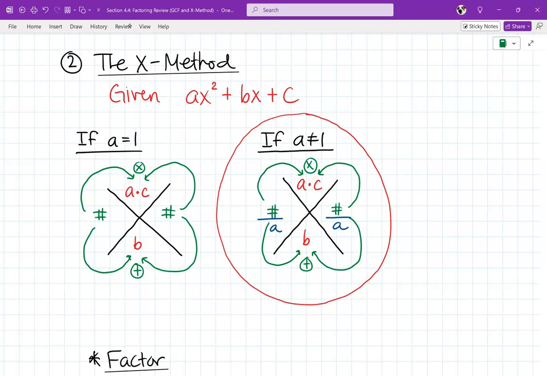Now, look at the one I circled. You see how those all say, where it says the numbers, it says all divided by A, right? Divide by A, divide by A. If A is equal to 1, you don't have to divide. But if A is equal to anything else, you do.